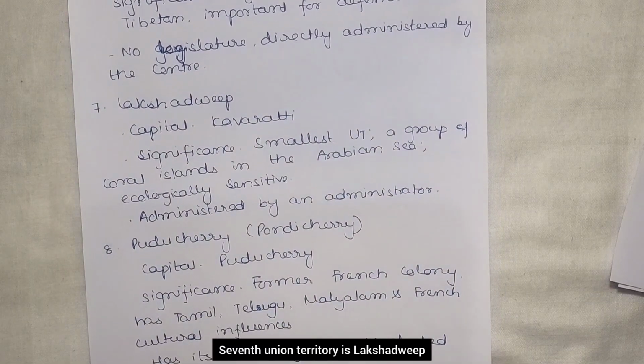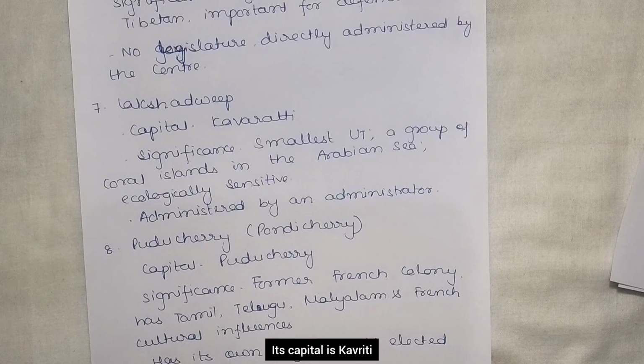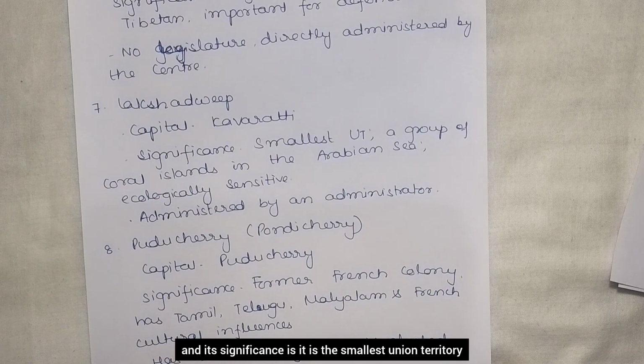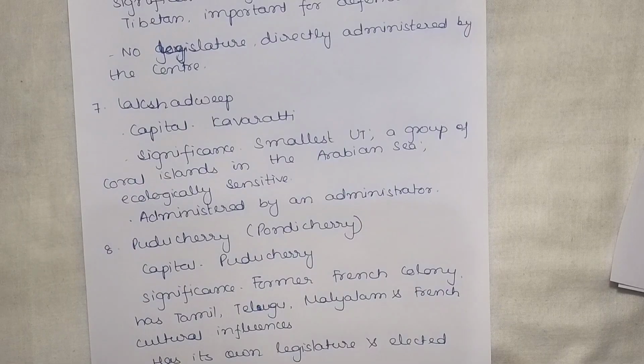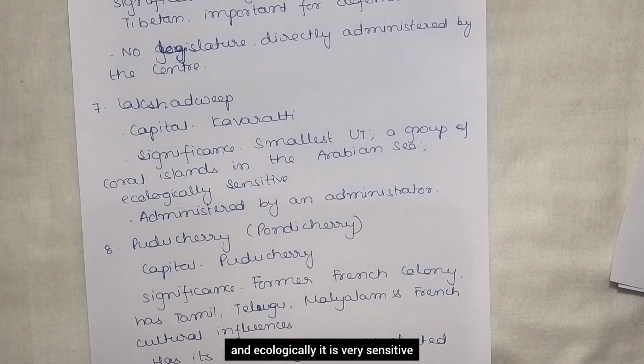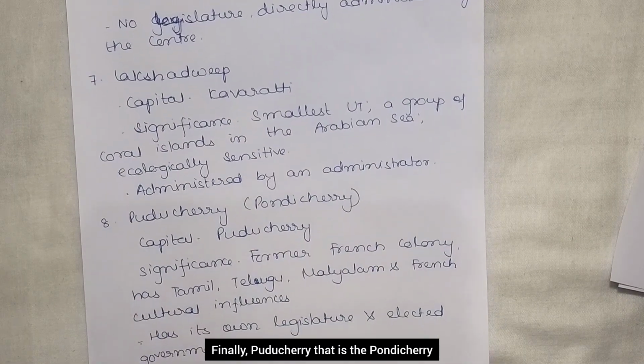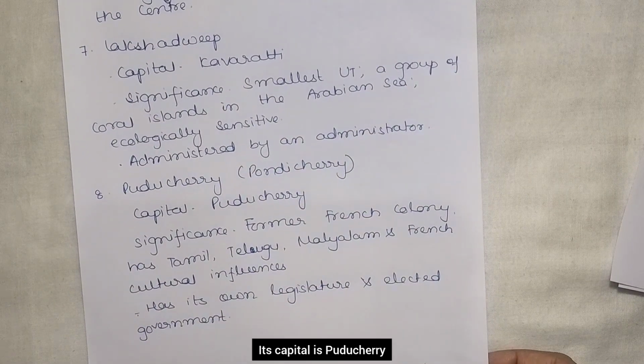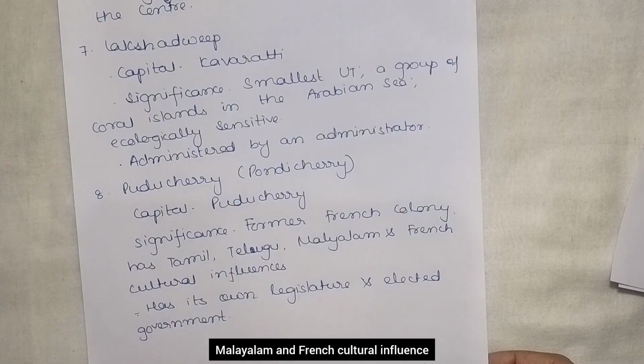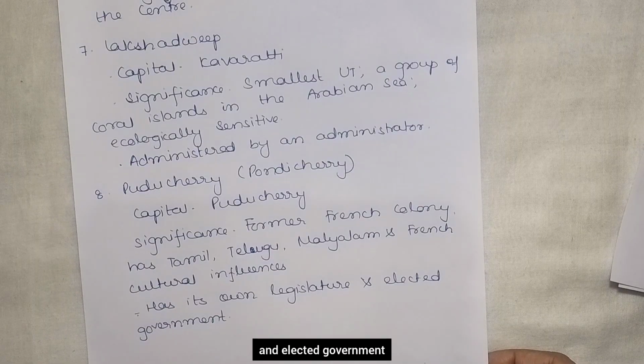The seventh union territory is Lakshadweep. Its capital is Kavaratti, and its significance is that it is the smallest union territory, a group of coral islands in the Arabian Sea, and ecologically it is very sensitive. Here it is also administered by an administrator. Finally, Puducherry, that is Pondicherry. Its capital is Puducherry and its significance is that it is a former French colony, with Tamil, Telugu, Malayalam and French cultural influence. It has its own legislature and elected government, right?